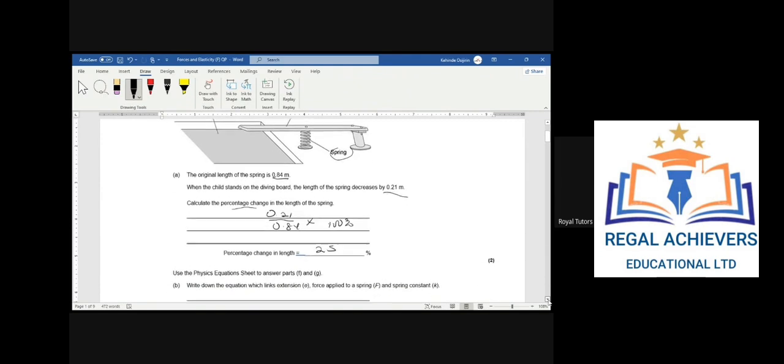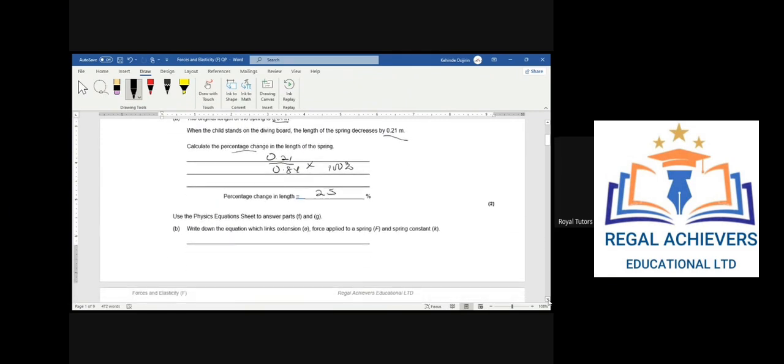All right, let's take a look at another question. They say write down the equation which links extension, force applied to a spring and the spring constant. On the exam, you will be given a physics equation sheet, so all you need to do is identify the equation so that you can just write it down. However, from what we've discussed earlier on, we know that force equals the constant multiplied by the extension. So that will be F equals k e. And most times, just like I did mention, whenever you're asked to give the equation in this manner, do note that the next question will likely be to apply the formula.